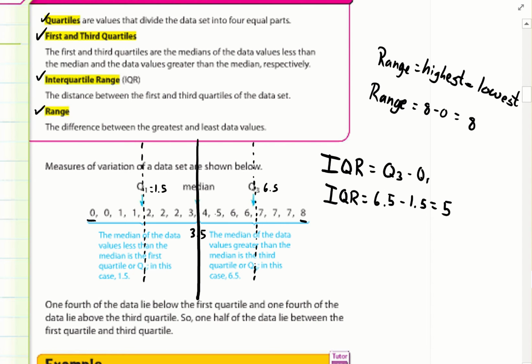Now I'm going to go to my second half. So the middle is in between 6 and 7. I have 4 numbers on the left of my quartile 3, and 4 numbers to the right. So my middle of my second half is in between 6 and 7. So I get quartile 3 is 6.5.